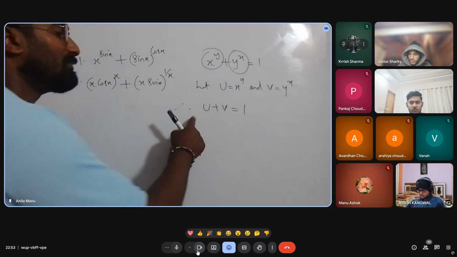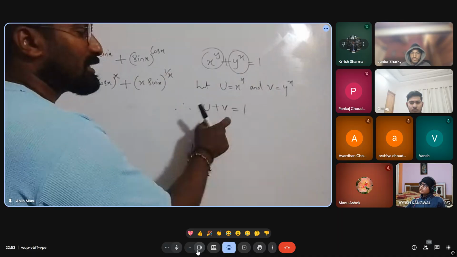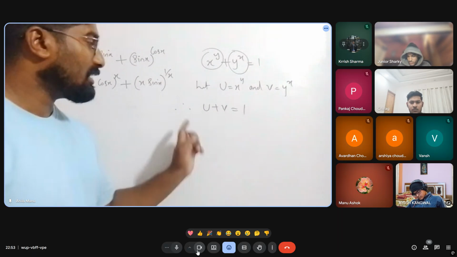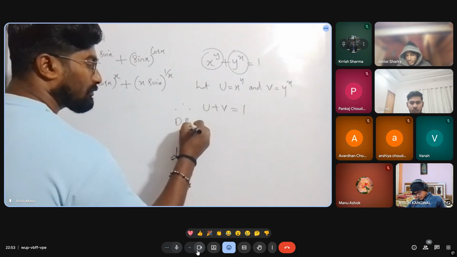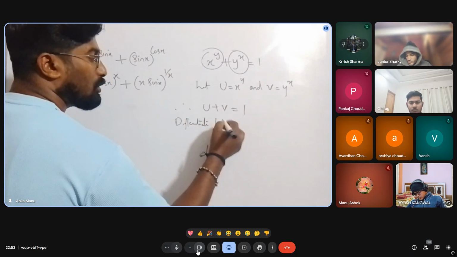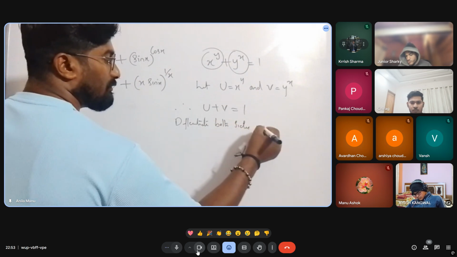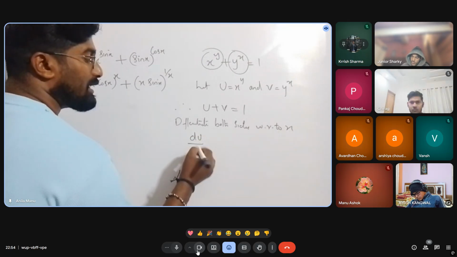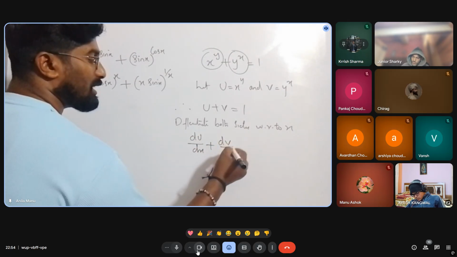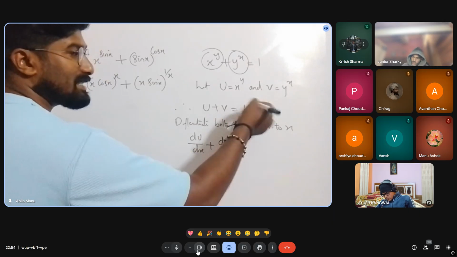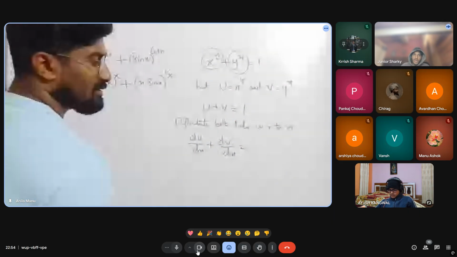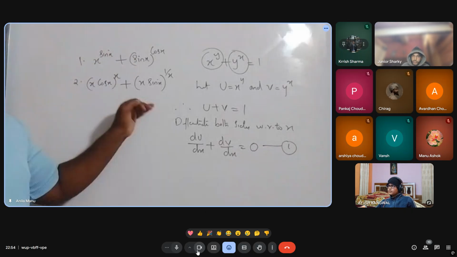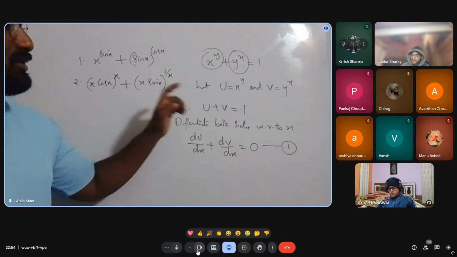For that, differentiate both sides with respect to x. Here, x or y is not there on the right side, but you have to write differentiate both sides with respect to x. So it is going to be du by dx plus dv by dx is equal to the right side, derivative of a constant 1, which is 0. Equation number 1.